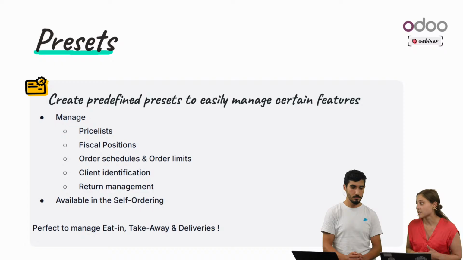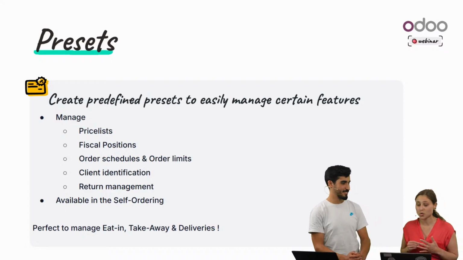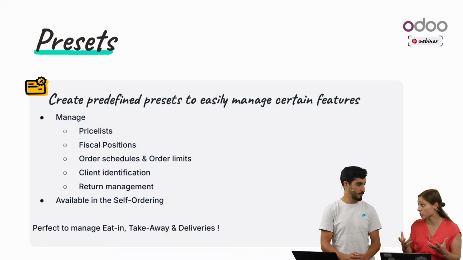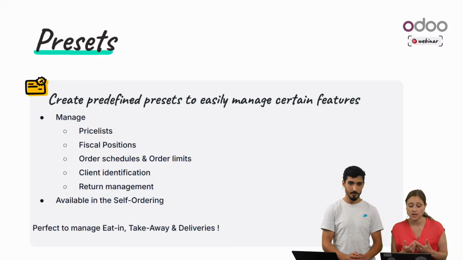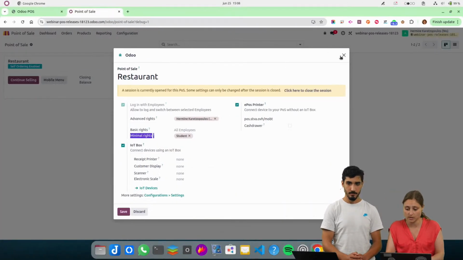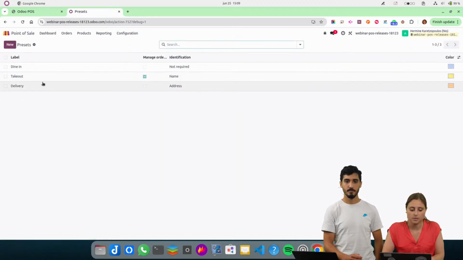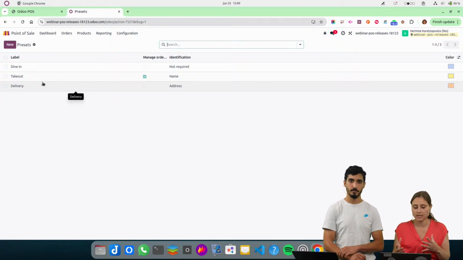And then we have the presets. So the presets is a quite exciting feature. It's very complete. You can do a lot of things with it, a lot of workarounds as well that you can manage. So what can we do? I'm just going to dig in directly into the point of sale. So in the configuration menu, you have a new menu here, presets. You will see that by default, we already create the dine-in, takeaway, takeout, and delivery ones.